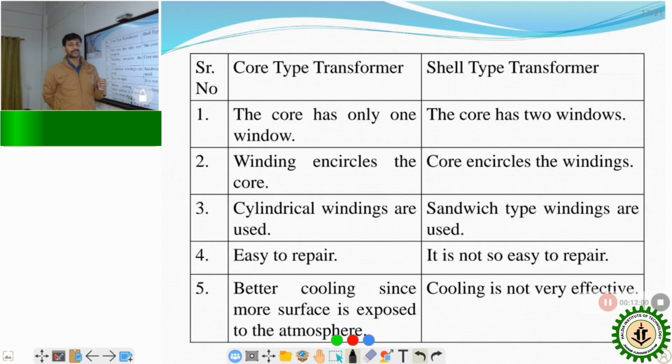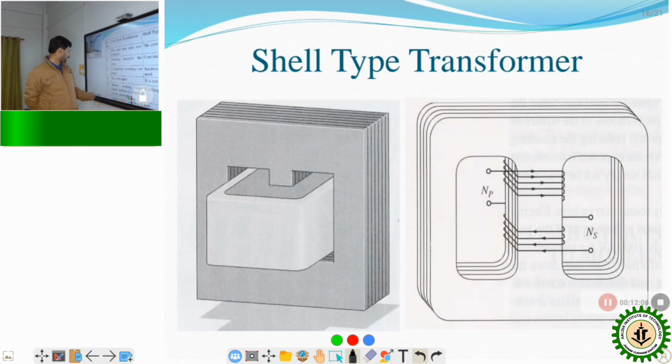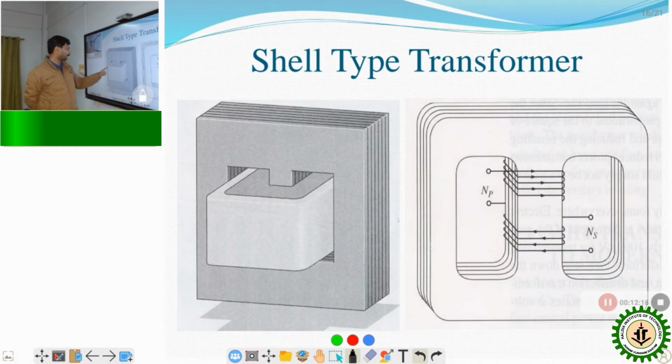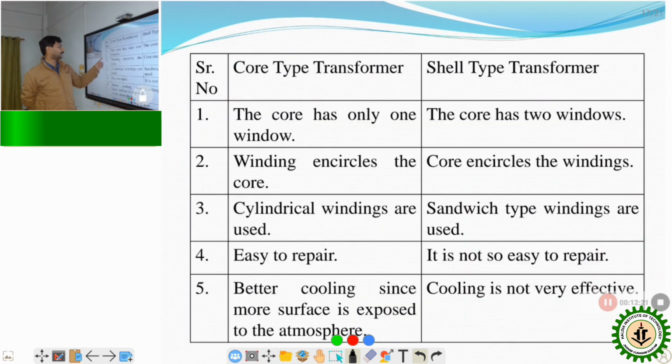Now, what is the difference between the core type and shell type transformer? The core type has only one window, as you can see. One window is there because it is a square shaped core. In the case of shell type, there are two windows. So the first point is that the core type has only one window, and in shell type the core has two windows.